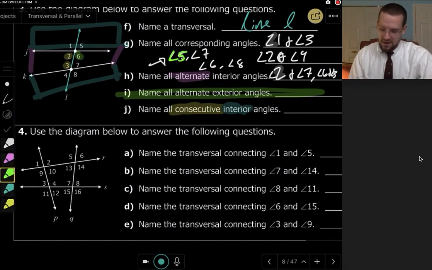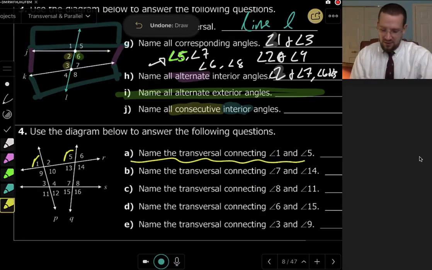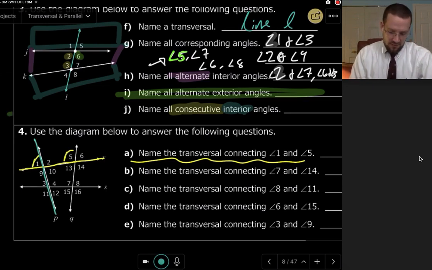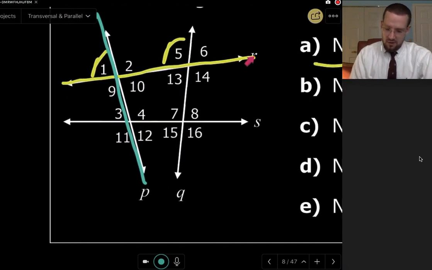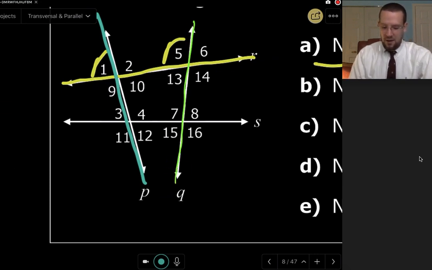So let's look at angles 1 and 5. What I like to do here is highlight these. So here's angle 1 and here's angle 5, and it's asking which line is transversing, creating those two angles. We have one line here and another line here. So lines R and P are creating angle 1. And now we want to see, okay, well, line R and line Q are creating angle 5. And now which line is transversing the other two lines, making these up?